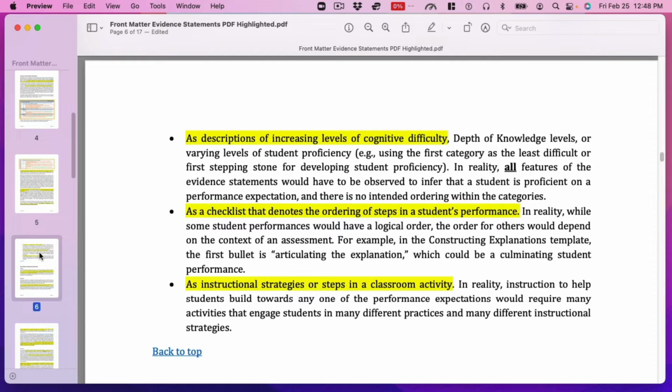And so it's not going to go in order. You're not going to say, well, I'm only looking for the components here, and I'm going to check those off, and I'm going to teach only that. Then I'm going to talk about the relationships. It's not a checklist. And it's not an instructional strategy or a step. It's an instruction that builds towards any of these final performance expectations, and we would see evidence of that.